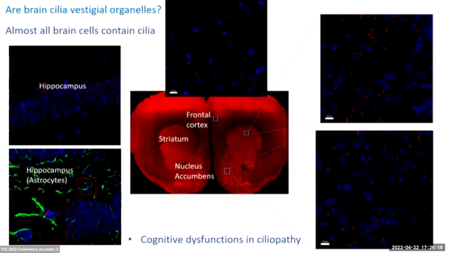So those are brain sections of mouse brain from my lab. And as you see here, indeed, all brain regions contain cilia. Even here, this is the hippocampus. You see that astrocytes can express cilia, but also neurons express cilia. This is the prefrontal cortex, and the striatum and nucleus accumbens.